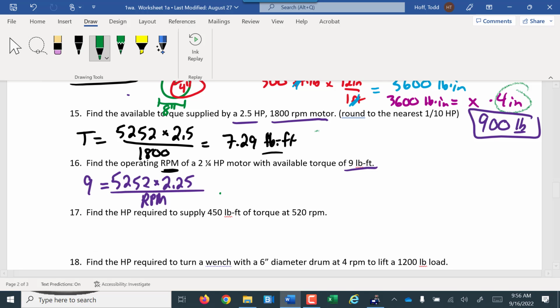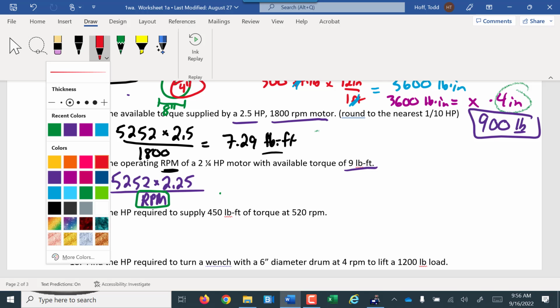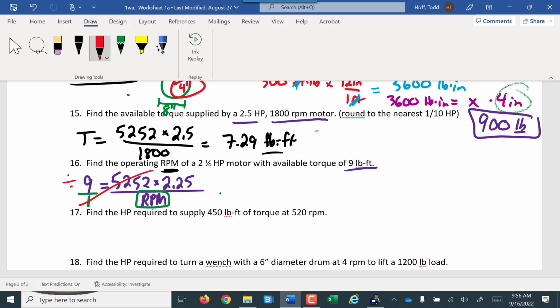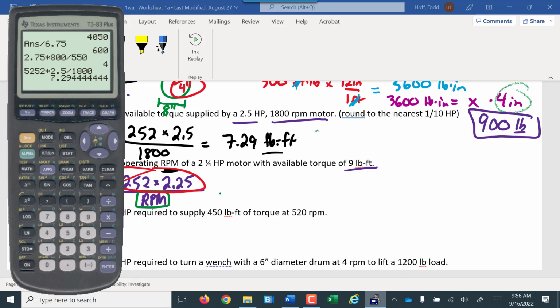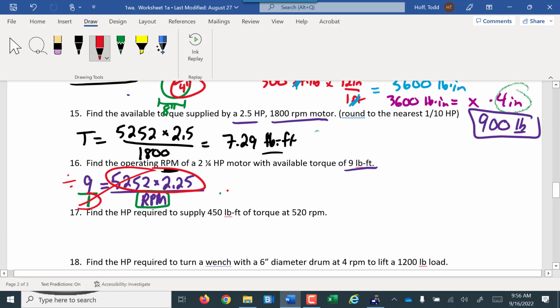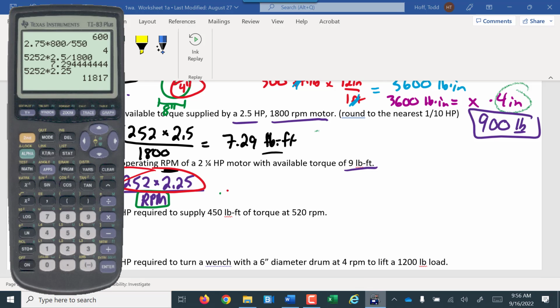If you recall the strategy we talked about, if you're looking for a number that's on the bottom of a fraction, is to turn it into a proportion. So you put this number over 1, now it's a cross multiply and divide. So you multiply this direction and divide by the 9. The first thing we have to do is combine the 5,252 times the 2.25. We get 11,817. Then we'll multiply by 1 and divide by 9.